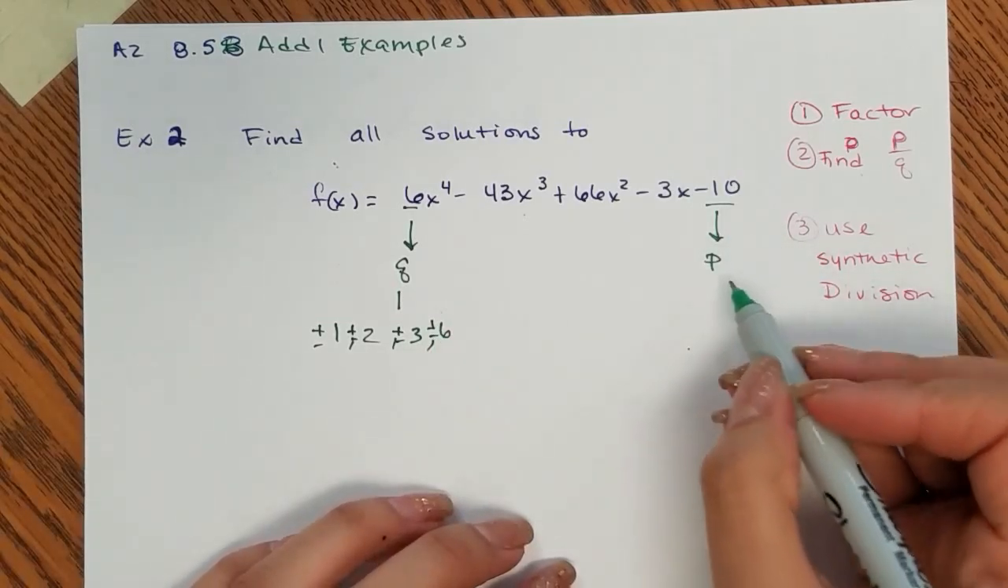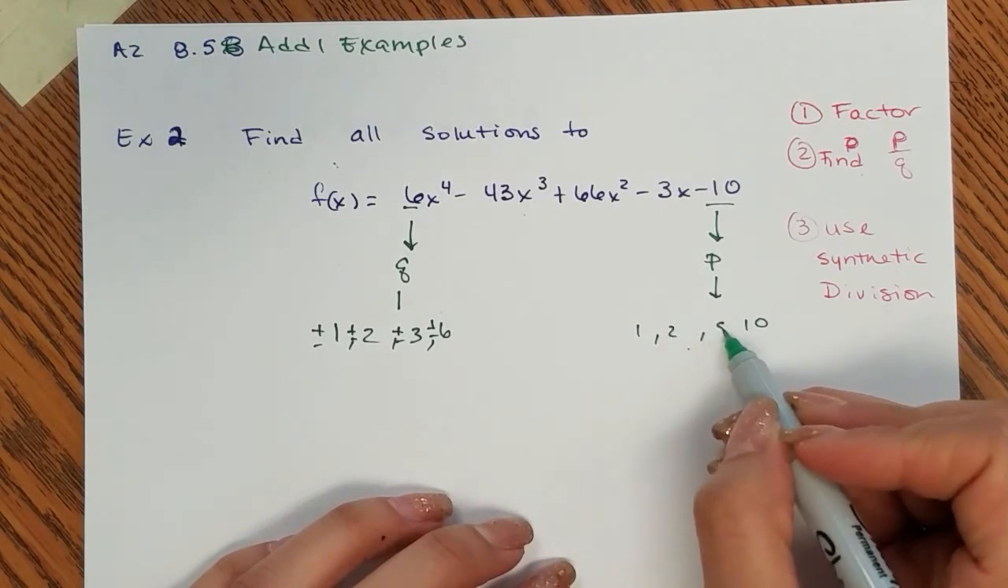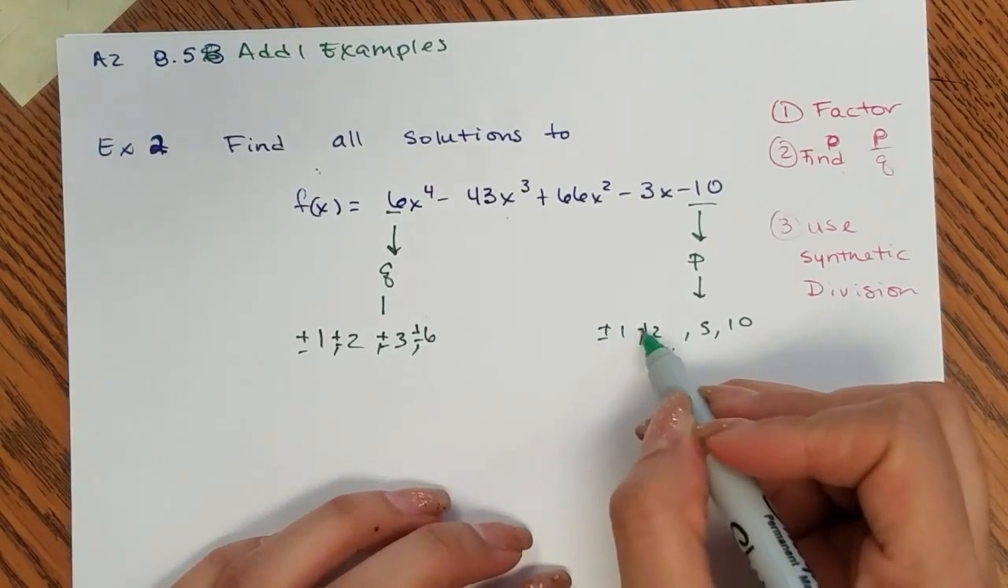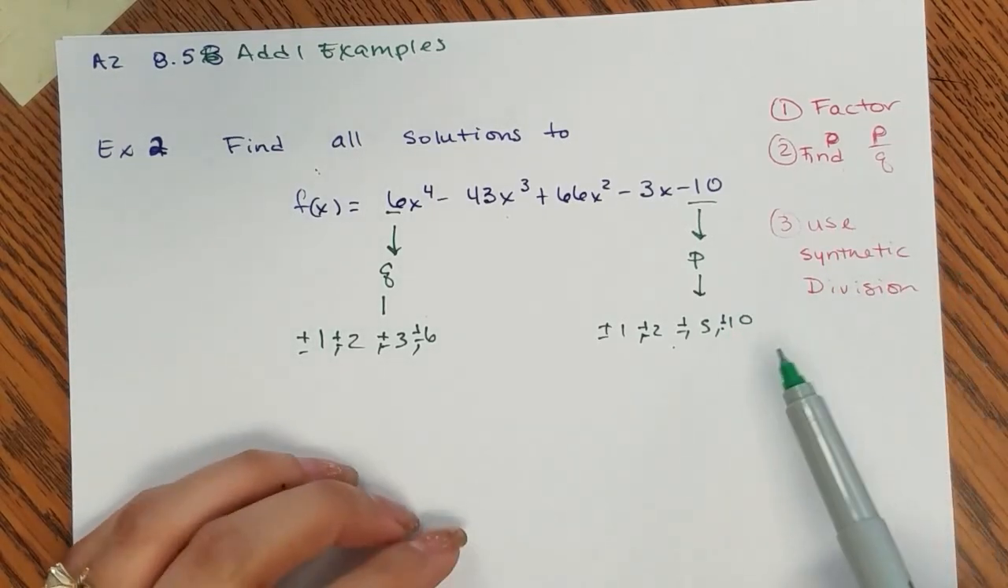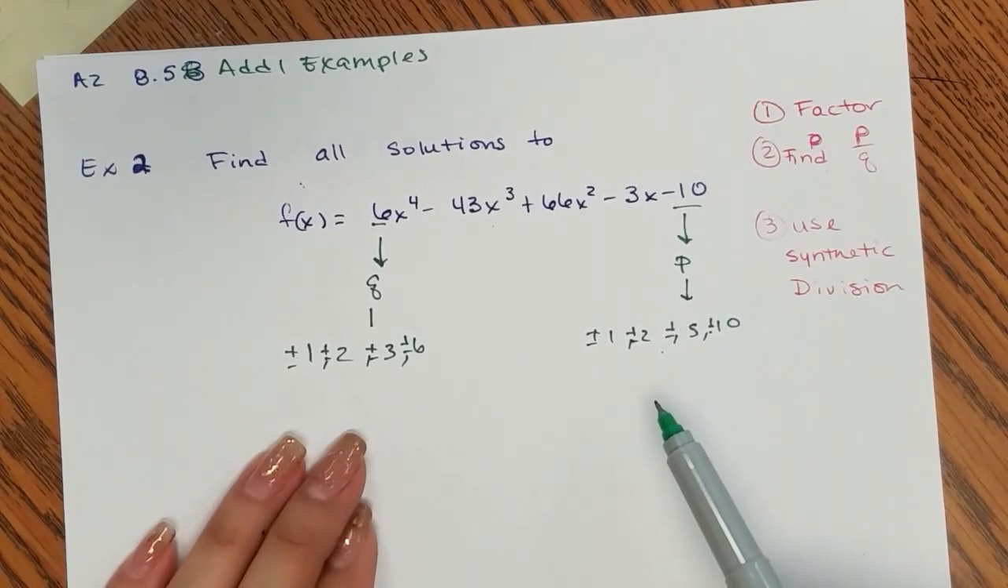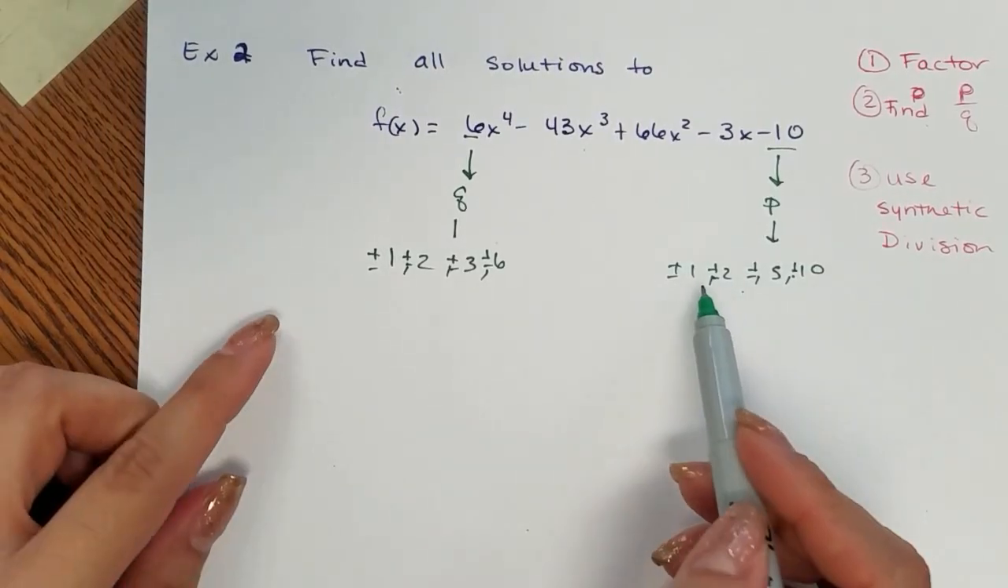Okay, here we have P, the factors of 10 are 1 times 10 and 2 times 5. Okay, so plus and minus on each one. So what we're going to do is divide all of the factors on the right by all the factors on the left. And so there's going to actually be a ton of combinations here.